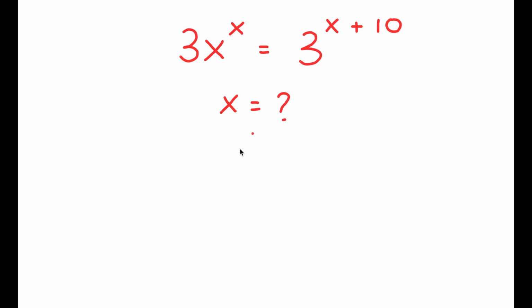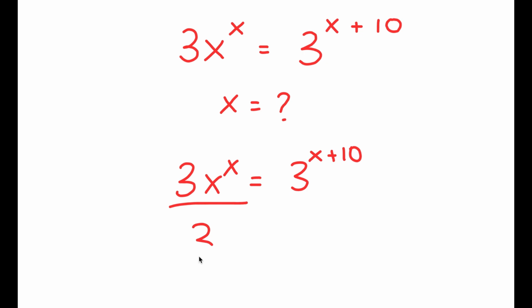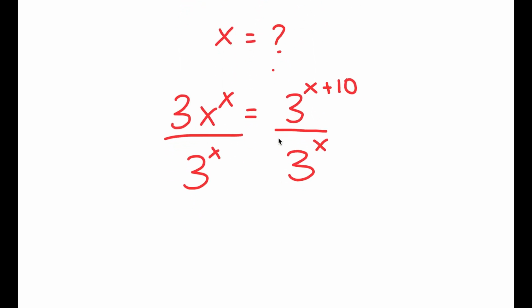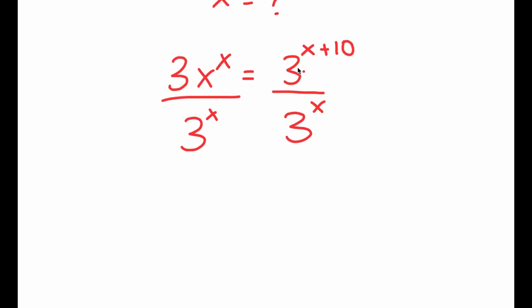is divide both sides by 3 to the power of x. So I have 3x to the power of x is equal to 3 to the power of x plus 10, and I'm going to divide both sides by 3 to the power of x. So, before I change anything over here, 3 to the power of x plus 10, I can rewrite this by using the property a to the power of m plus n is equal to a to the power of m times a to the power of n.